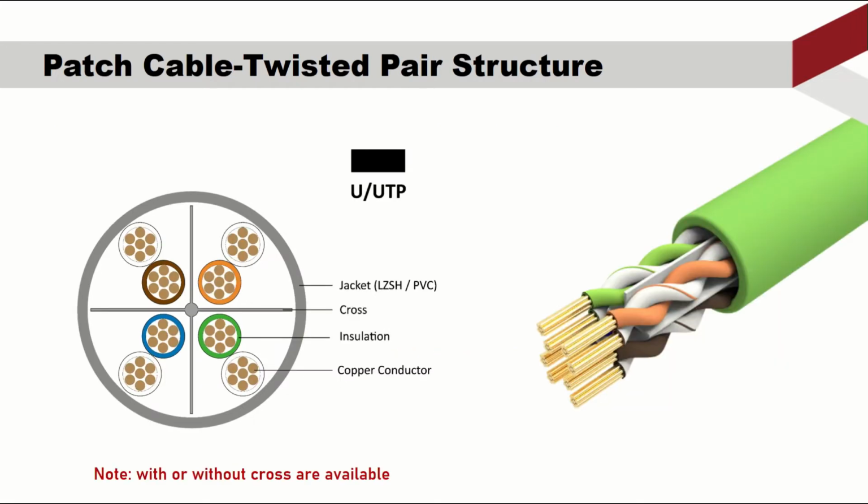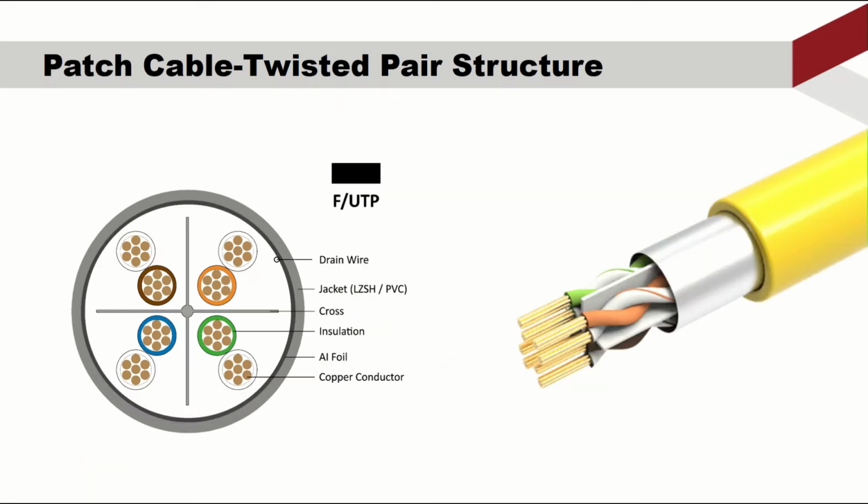Next, we will talk about the cable structure. First is the unshielded twisted pair. There is a cable jacket and cross, insulation, and copper conductor. For our cable, we can make it with or without cross. They are all available. Next, we will talk about the F/UTP.